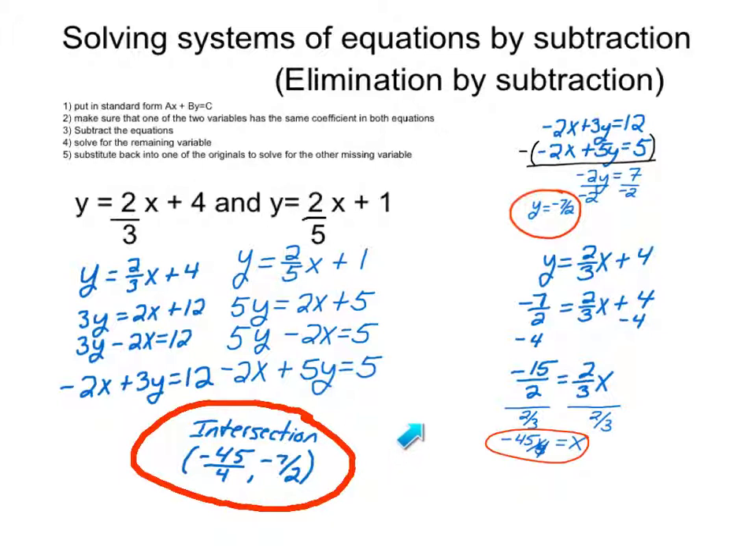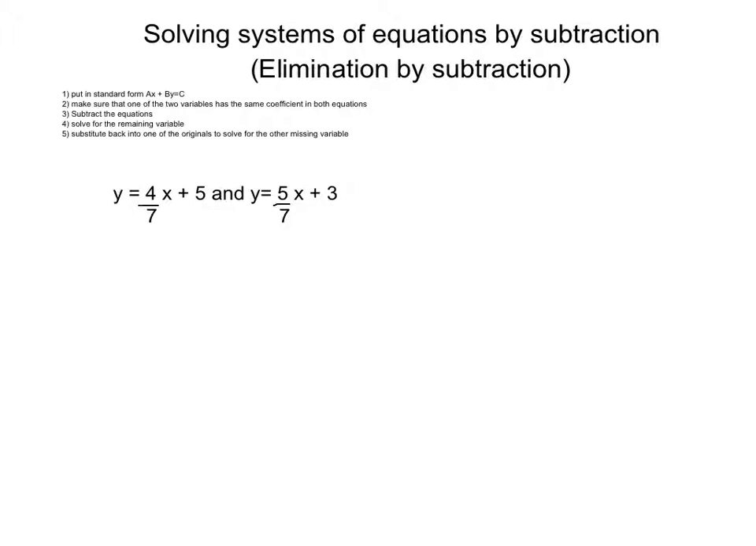Feel free to use decimals if you choose. You don't have to use fractions. Please pause the video and copy this into your notes. Now try this problem. Solve the systems of equations by elimination using subtraction. Please pause the video and complete your work.